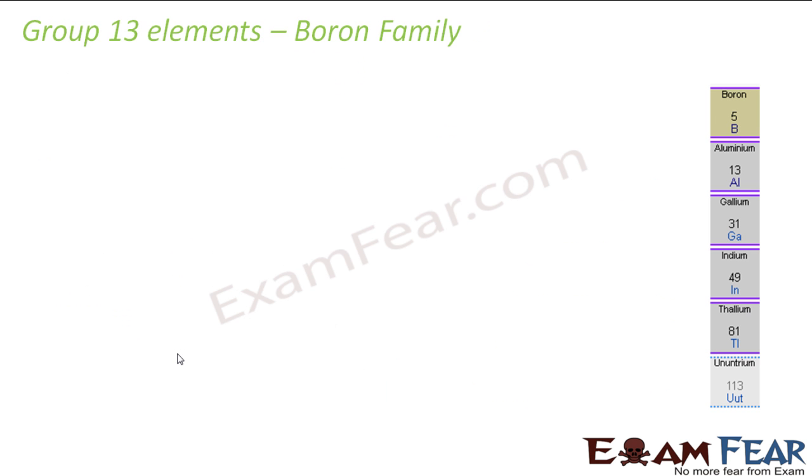So let's talk about the group 13 elements now. We have talked about the overview of p block elements, the inert pair effect, the diagonal relationship, the trends in the p block elements. Let's talk about the boron family now. We will talk about two families in this chapter, the boron family and the carbon family. Let's talk about the boron family now.